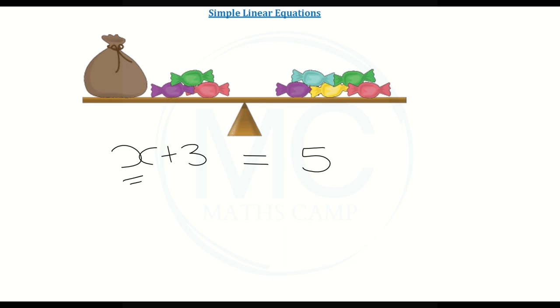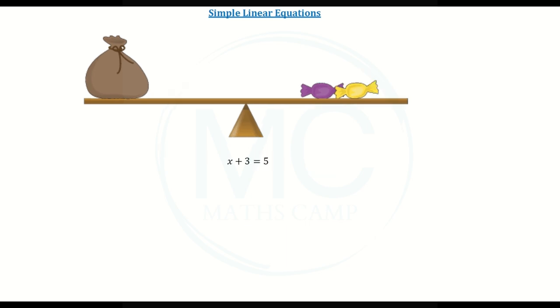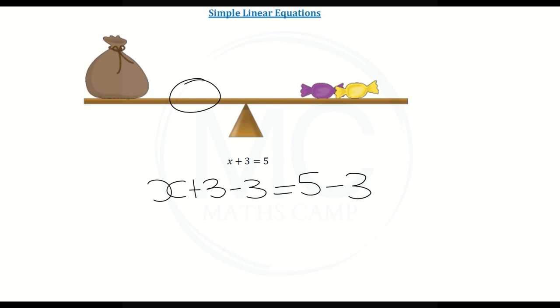To do this, we need to get x by itself. So let's take away 3 sweets from the left side of the scale and 3 from the right, and our scale will look like this. In our equation, we have x plus 3 on the left, and we've just subtracted 3 from the scale up here. So we can say the original x plus 3 minus 3. On the right-hand side, we had 5, but remember, we keep it in balance, so we subtract 3 again.